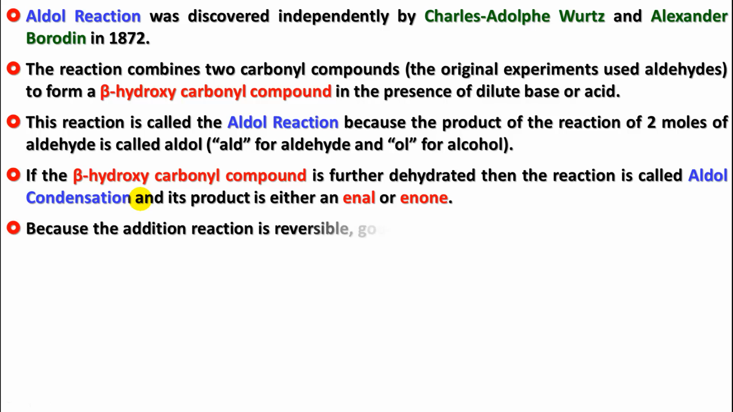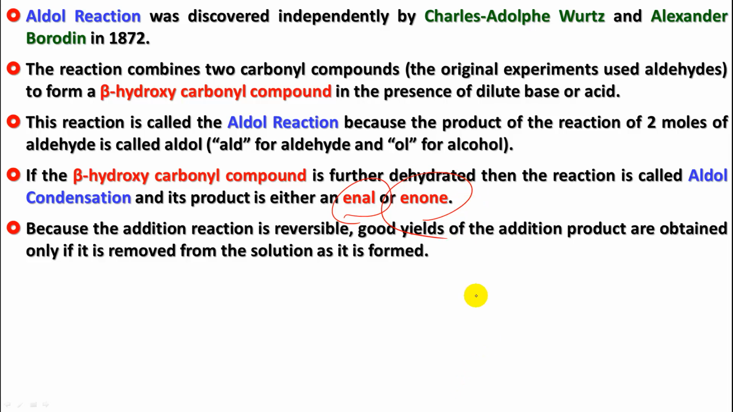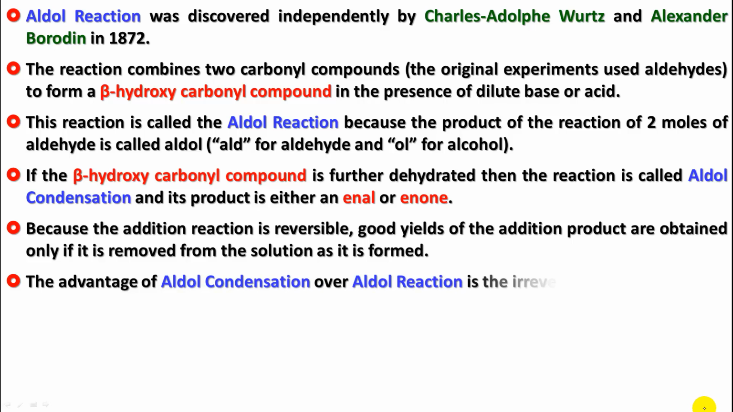Because the addition is reversible, good yields of addition products are obtained only if the product is removed. That means the formation of the beta hydroxy carbonyl compound is a reversible process. So if you want to make it irreversible, you have to keep removing it from the reaction mixture. The other option is to dehydrate it to form the enone, which will help in making sure that the reaction becomes irreversible. So that is another way of making the reaction irreversible. The advantage of aldol condensation over the aldol reaction is the irreversibility of aldol condensation.